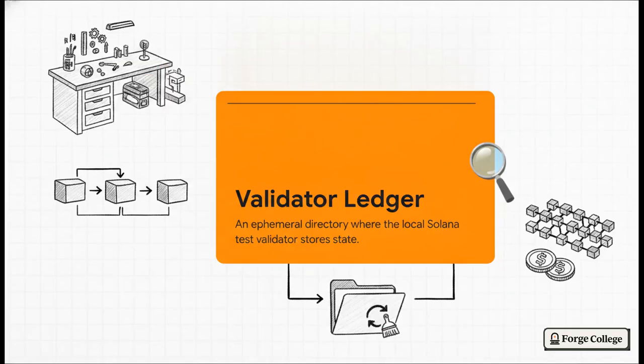And to get those reliable artifacts, every good machine needs a clean, organized workspace. Enter the validator ledger. This is basically an ephemeral, temporary directory where the local Solana test validator stores its state. By starting our validator in an isolated, fresh ledger directory for every single test run, we can guarantee reproducibility. There's no leftover state or ghost data from yesterday's failed test to mess up today's results. It's just a blank slate every single time.